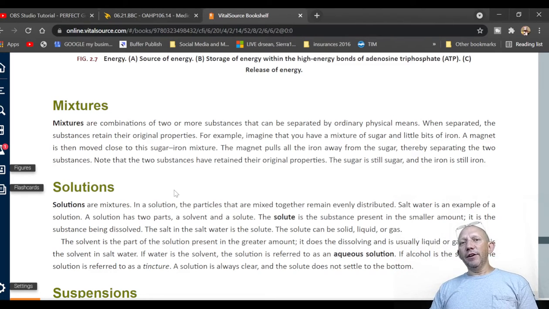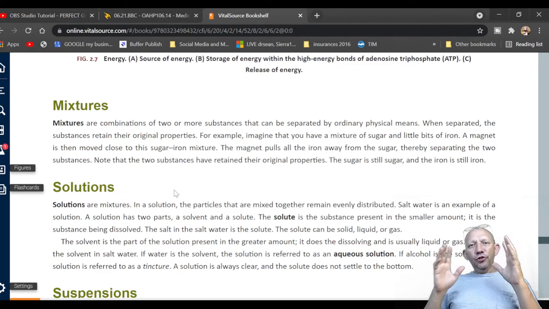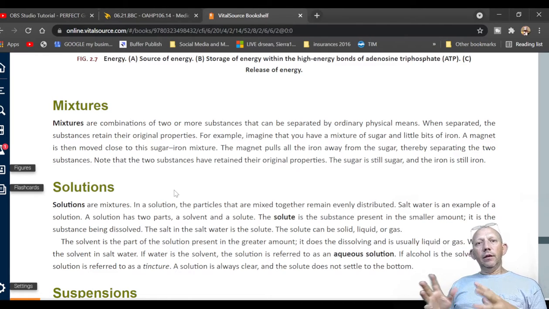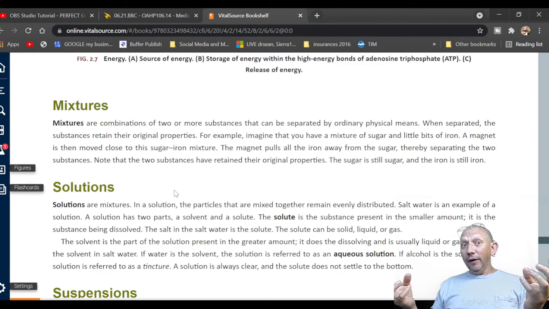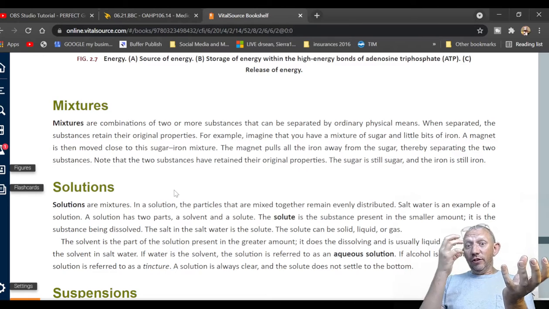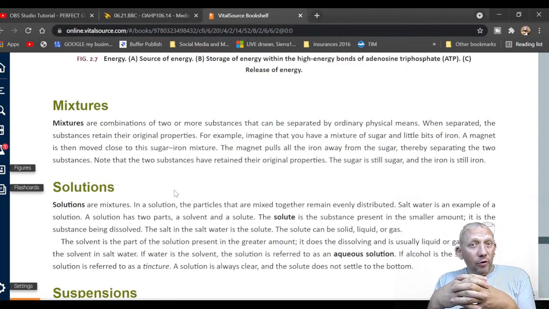Sugar and bits of iron is what they're using. I don't know why you'd use that. So maybe we're talking like if you mixed tomatoes and cucumbers. If you're making a salad, tomatoes and cucumbers, you can take them apart later and you still end up with just tomatoes and just cucumbers. Or you put them together and make a tomato cucumber salad, right? I guess I'm hungry. Okay.